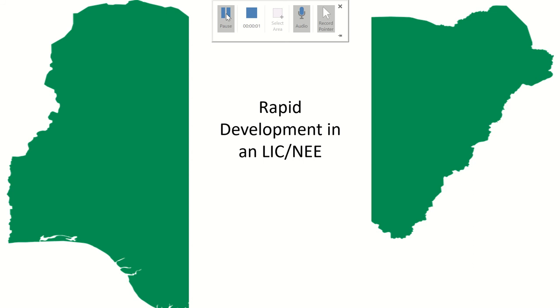And welcome to a relatively quick, hopefully, video just to go over the Nigeria case study. Now, this will come up on section B, the changing economic world, and offers us an example of rapid development in an LIC or NEE. Now, Nigeria is an NEE, but when you see that term on section B, that's when to apply this case study.